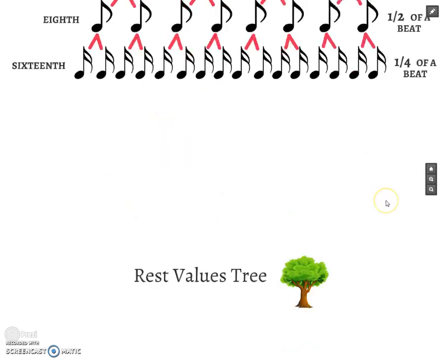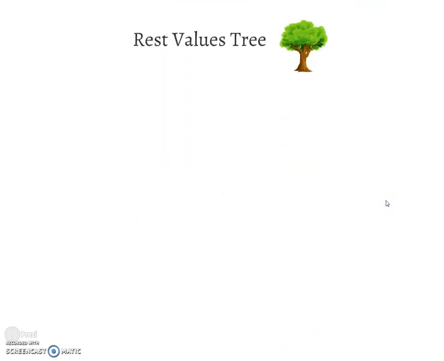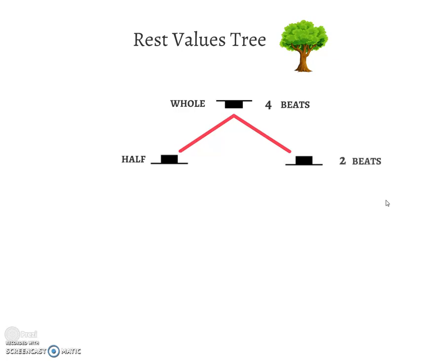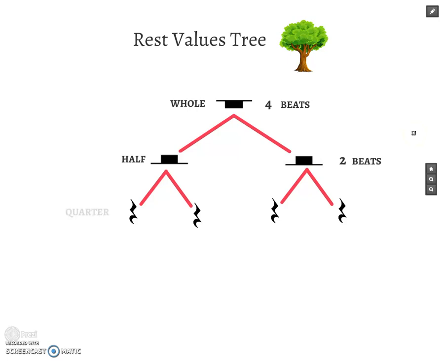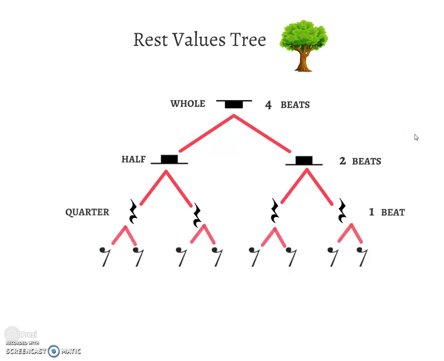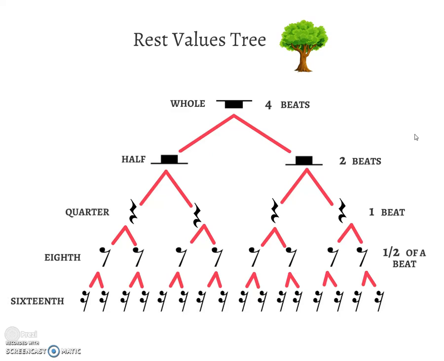And now we're going to show you the rest values tree. Same deal, at the top we have the whole rest, 4 beats. Branches into half rests, 2 beats each, which branches into quarter rests, which get 1 beat each. Those branch into eighth rests, which get half a beat. And finally, 16th rests, which get 1/4 of a beat.